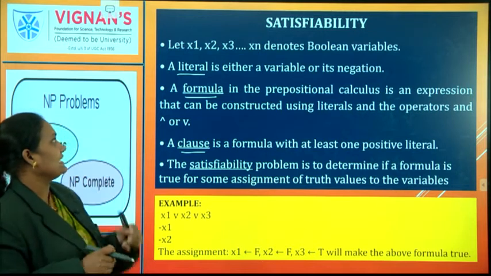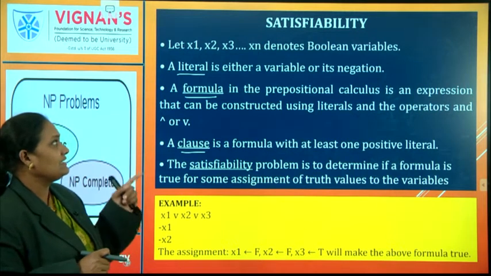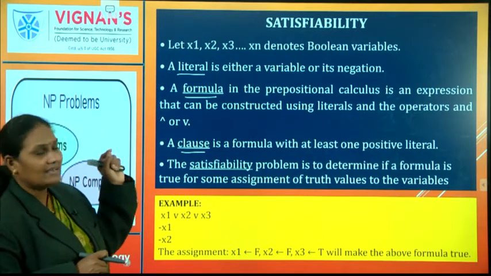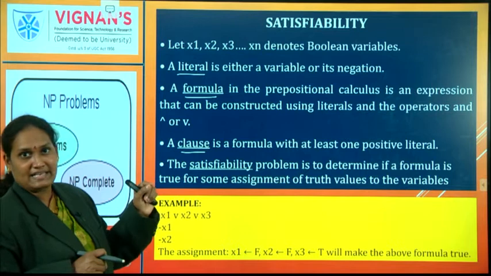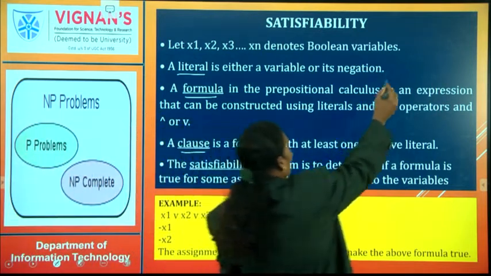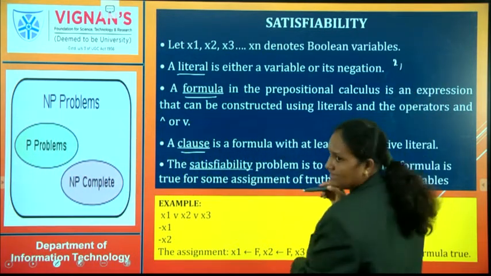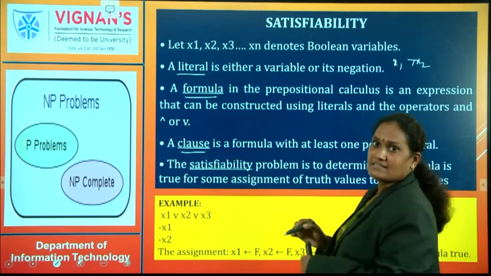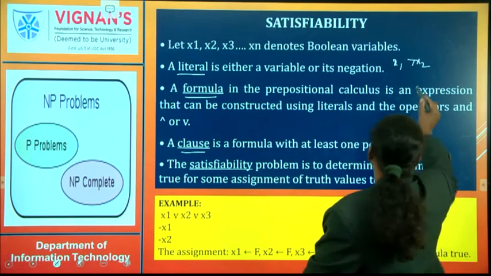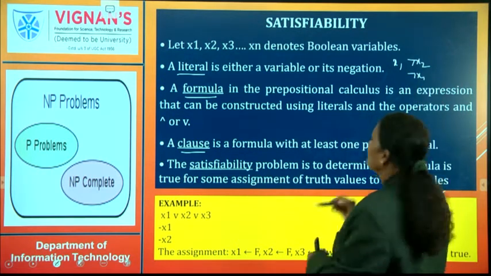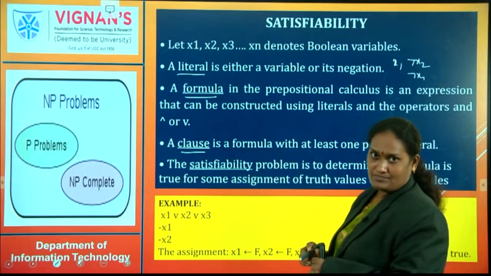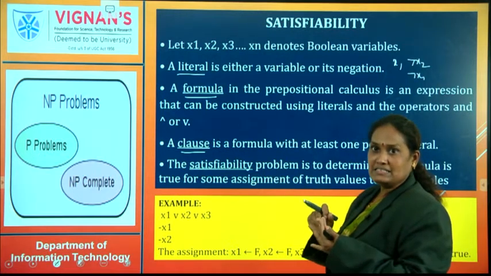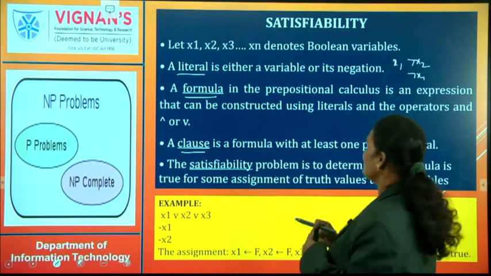Now, what is a literal? A literal is either a variable or its negation. For example, x1 is a literal. Negation of x2 is a literal. Negation of x1 is also a literal. So, what is a literal? Either a variable or its negation is called a literal.